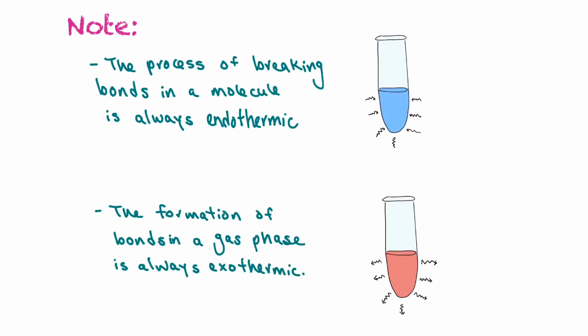So a couple things to keep in mind. The process of breaking bonds in a molecule is always endothermic. Energy needs to be put in to break the bond, and the formation of bonds in a gas phase is always exothermic, so it releases energy. This will help us figure out the average bond energy of a chemical reaction, knowing that breaking the bonds is endothermic and forming bonds is exothermic.